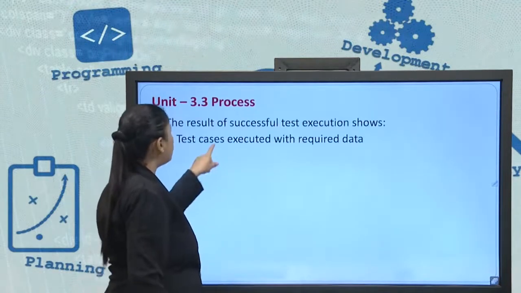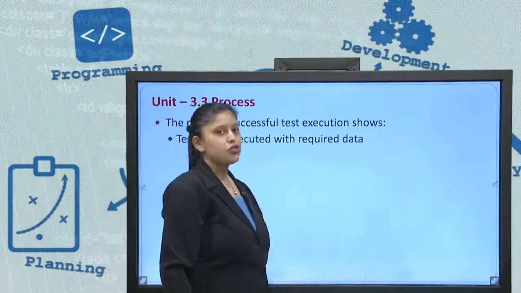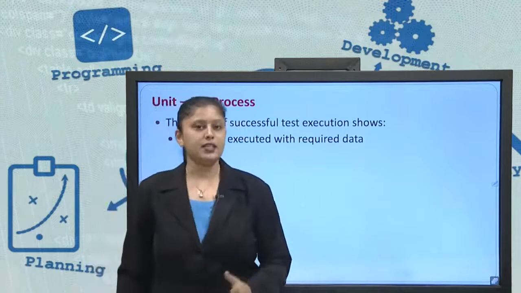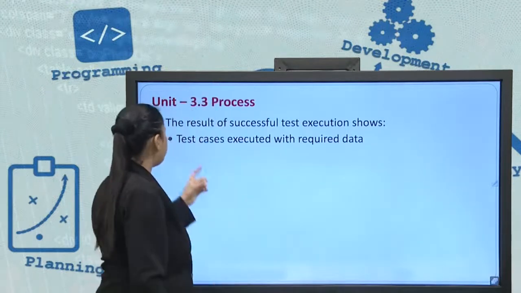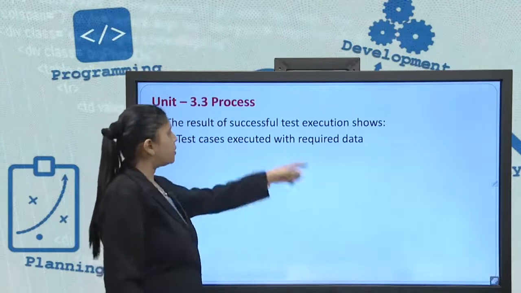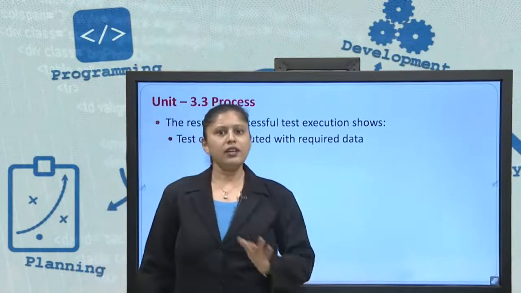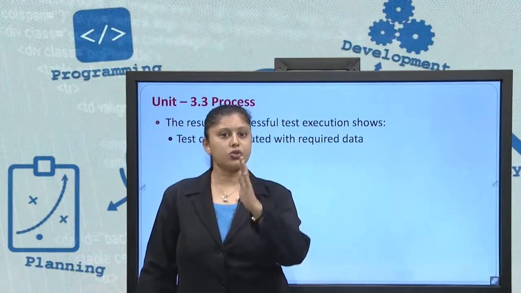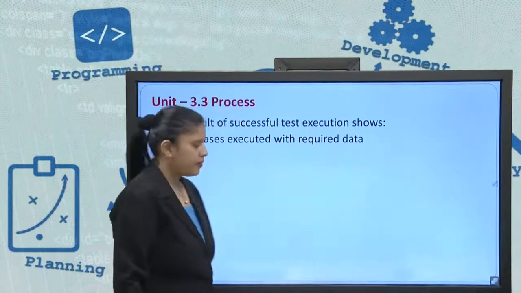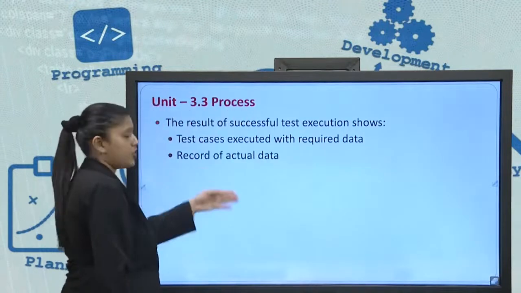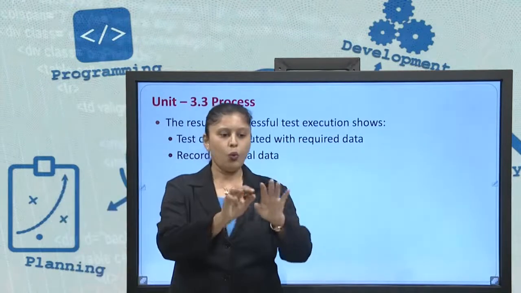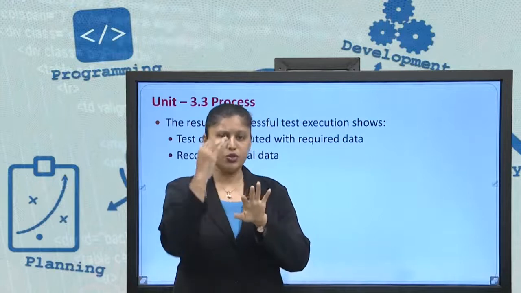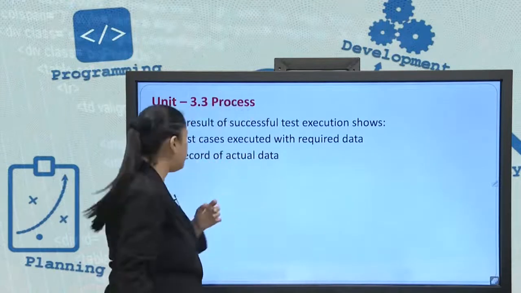Similarly, the result of successful test execution shows. Now what is the final output of the test execution? Test cases should be executed with the required data. Whatever data was required, my test cases should use only that required data. Then a record of actual data. Now what is the actual data that we have used? You need to have a record of that actual data.